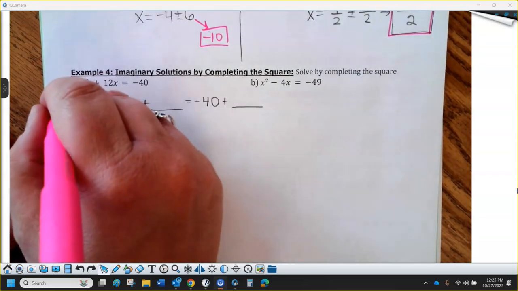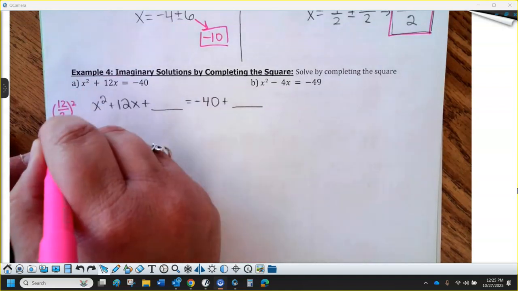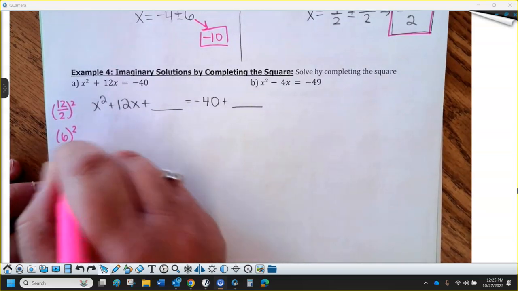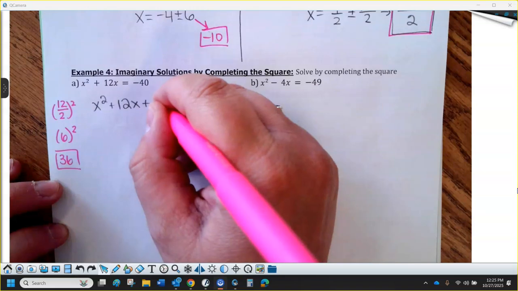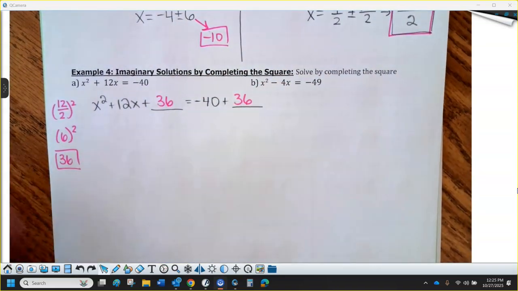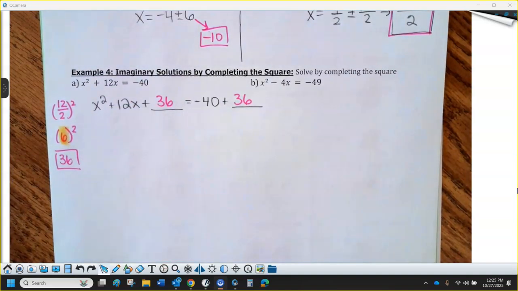For this one, my b value is 12. I'm going to divide that by 2 and square it. So that's going to be 6 squared, which means the number I'm going to add to both sides is 36 to keep my equation balanced. If I add it to one side, I've got to add it to the other. And I promise, whatever you square should be in the little factor with the x.